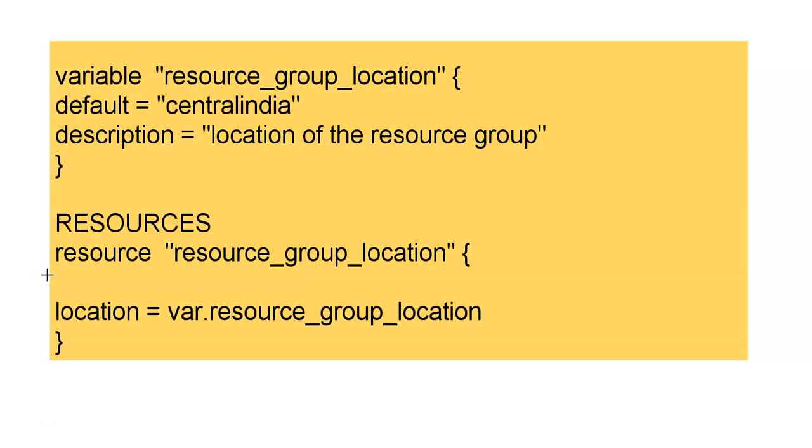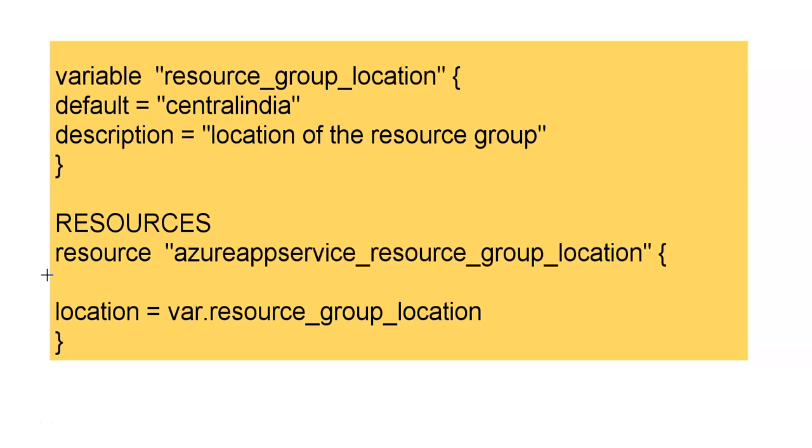So I've defined a resource. The resource would be, let's say, my Azure app service. That would be the Azure app service resource location, and the name and the location I'm defining is var dot resource group location. It would make more sense to you when I deploy these templates, the Terraform code in the HCL language, onto the Azure pipelines.